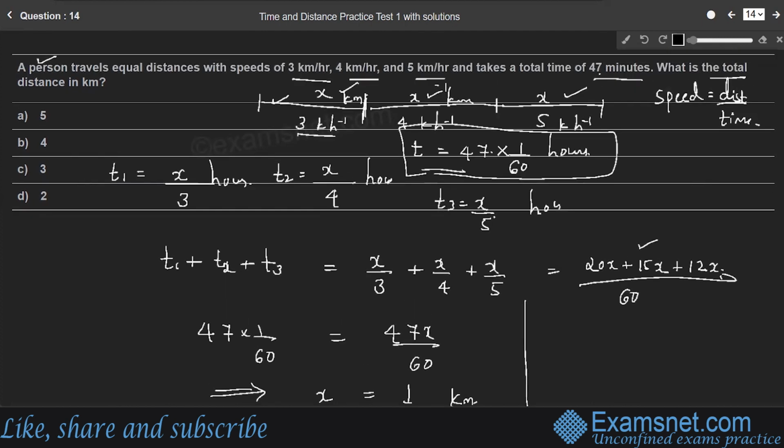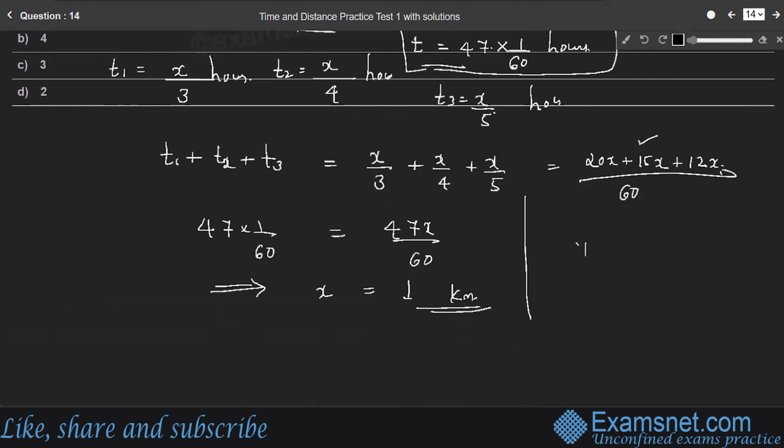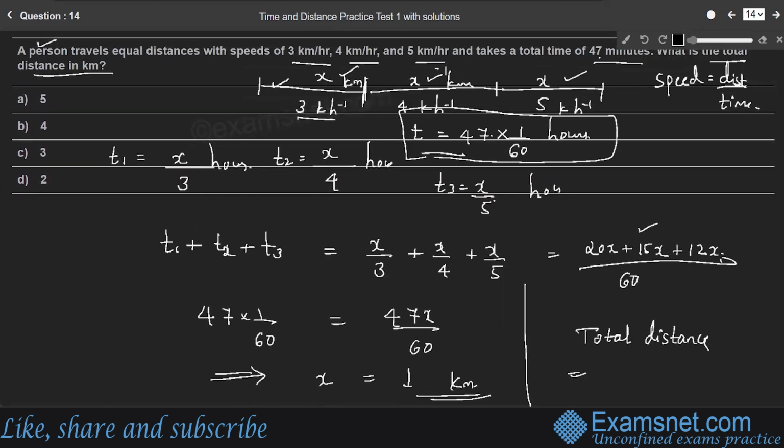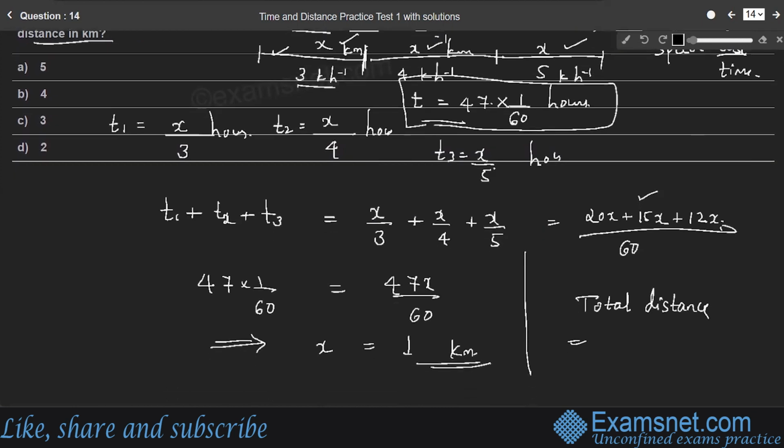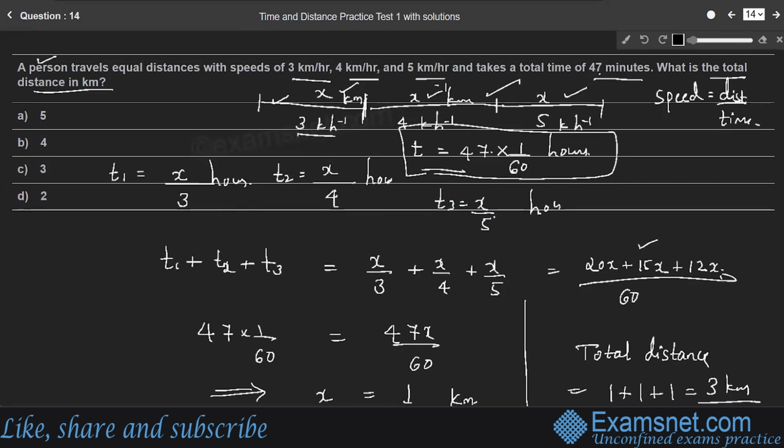Here the question is, what is the total distance in kilometers, right? So total distance is equal to, so there are three equal parts in the journey, right? So 1 kilometer in the first part and again 1 kilometer plus 1 kilometer. So totally the person traveled 3 kilometers distance, right? In 47 minutes. Hence option C is the right answer.